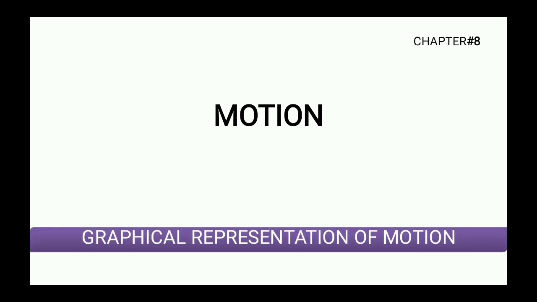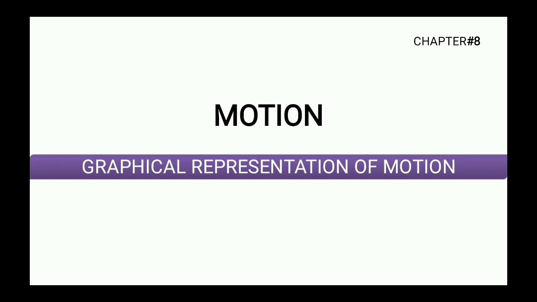So, while continuing with our lesson on motion, what we are going to concentrate on today is the graphical representation of motion. Before learning about graphical representation of motion, the first thing that we must ask ourselves is, why do we need a graph?